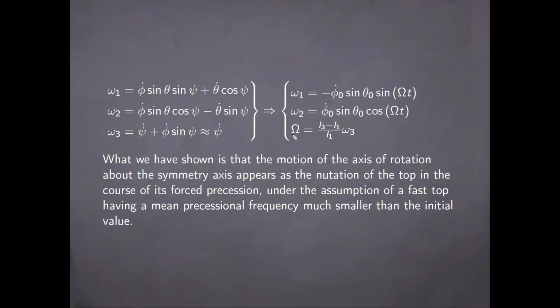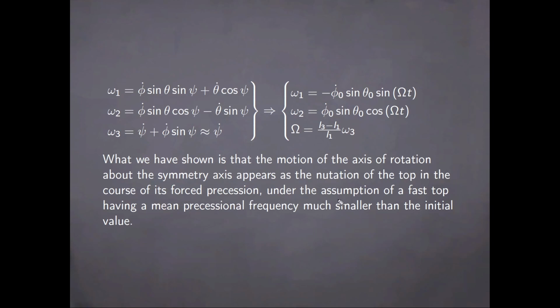So these should look quite familiar. What we are seeing is that the third component is constant, and that the perpendicular component to it precesses periodically in time. So what we have shown is that the motion of the axis of rotation about the symmetry axis, as seen in the case of a free body precession, just appears as the nutation of the top in the course of its forced precession.